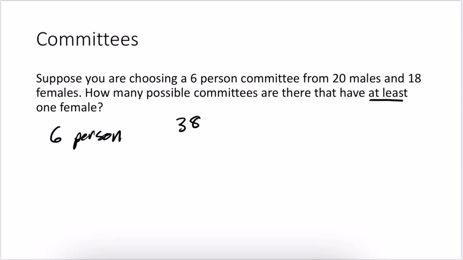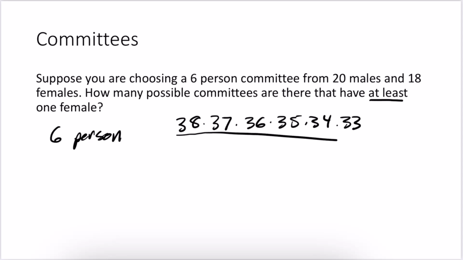So I'll have 38 options for my first person on the committee. Then for my second person, I'll have 37 options, then 36, 35, 34, and 33 options for the people that I'm choosing on this committee. But it doesn't matter which order I choose them in, so I'll divide by the number of duplicates, which is 6 times 5 times 4 times 3 times 2 times 1. And that gives me the number of possible committees that are just chosen randomly, and it includes all of the possible committees.